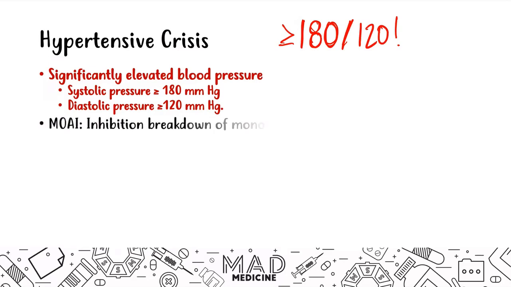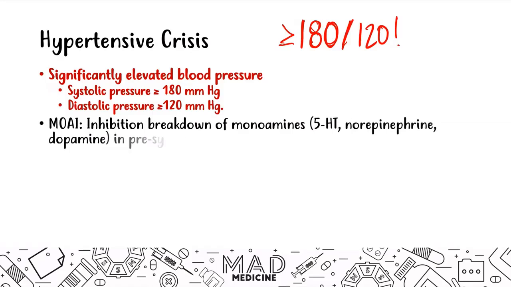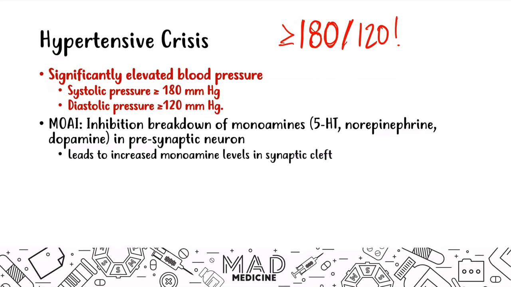So, monoamine oxidase inhibitors inhibit the breakdown of monoamines, also known as serotonin, norepinephrine, and dopamine. Those are called monoamines. And MAOIs inhibit the breakdown in the presynaptic neuron. This leads to increased levels of these monoamines in the synaptic cleft. And some of the drugs you need to know about are right here: tranylcypromine, phenelzine, isocarboxazid, and selegiline.